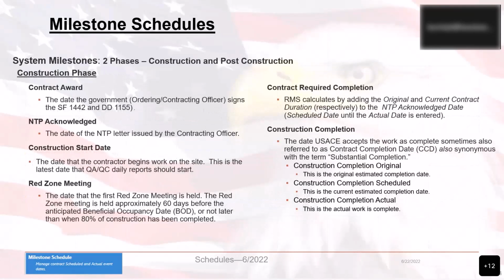Now, system milestones have two phases, the construction phase and the post-construction phase. Now, in the construction phase, there are several milestones. You have the contract award, the NTP acknowledged, the construction start date, the red zone meeting date, contract required completion, and the construction completion. And there's a lot more detail and information for each one, and I'll let you read that when you get an opportunity.